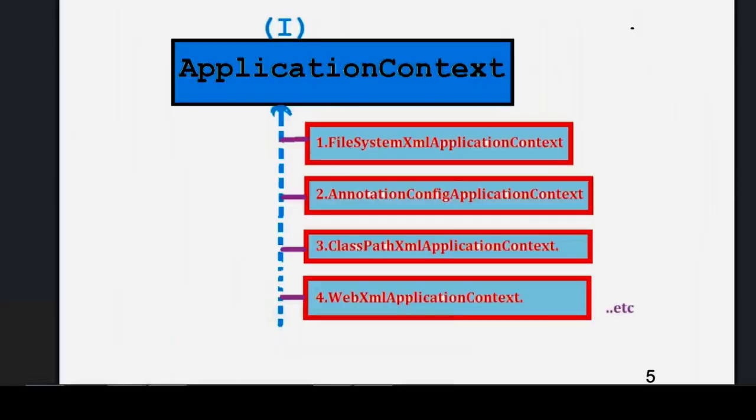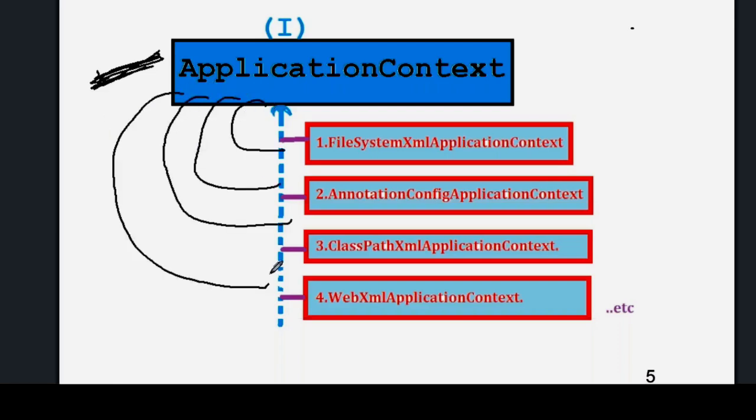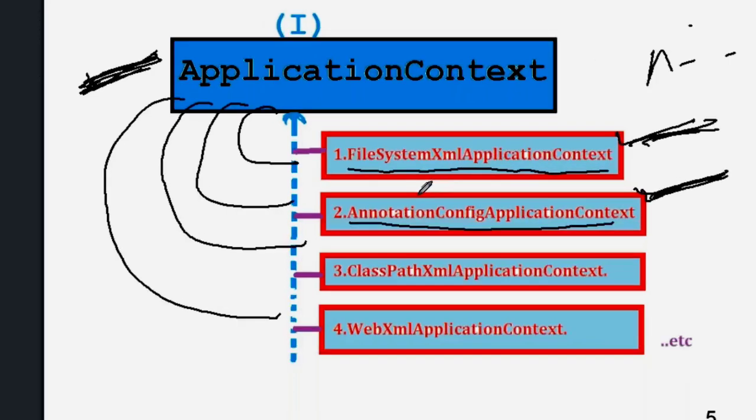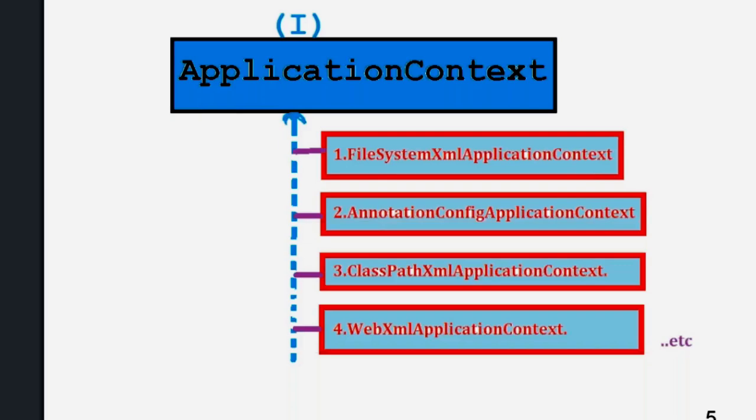Since this application context is an interface, we cannot create the object. If you want to access the functionality, we have to make use of its implementation class. It contains a number of implementation classes, but in most of the cases, we will use these two: first is FileSystemXmlApplicationContext, and second is AnnotationConfigApplicationContext. So guys, I'll repeat once again. Listen carefully.